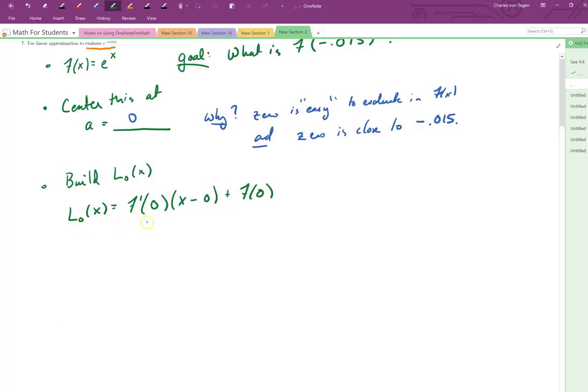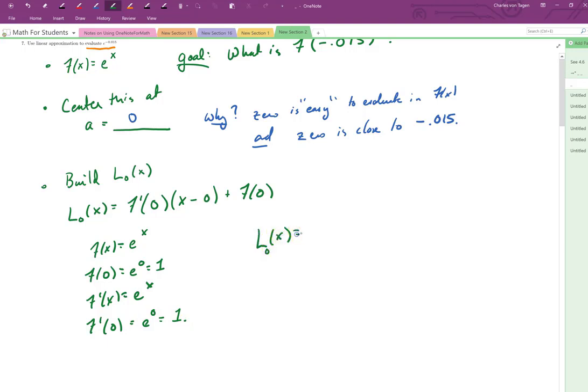So in order to use this linearization, we need to figure out what f prime of 0 is and what f of 0 is. Well, our function, we said, is e to the x. So what is f of 0? That is e to the 0, which is 1. And what is f prime of x? Well, this is a particularly straightforward one to take the derivative of. So what is f prime of 0? It is also e to the 0, so it is also 1. So that means our linearization centered at 0, the tangent line that we're going to use, is 1 times x minus 0, plus 1.